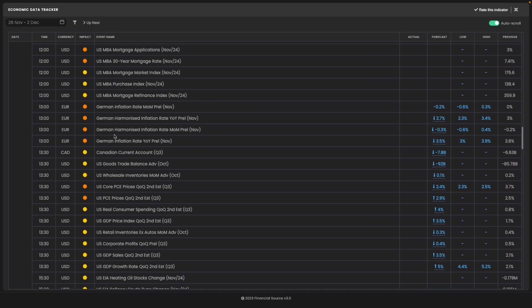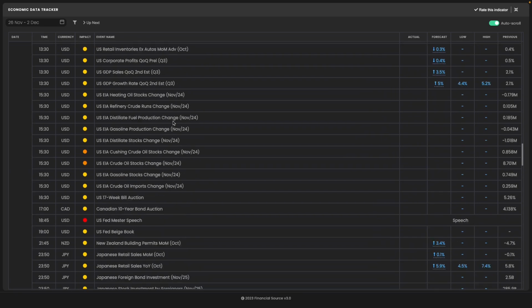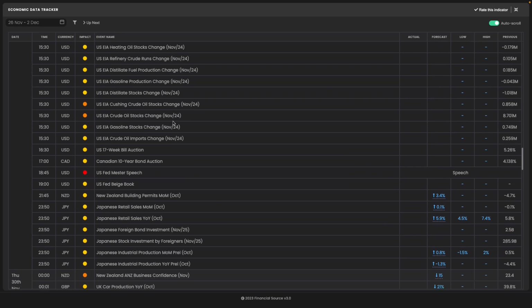Got some German inflation data. Preliminary data for Germany can be important. So obviously, if we start to see big surprises to the upside, look for euro gains. Big surprises to the downside, euro weakness. And Germany's data is very important for the eurozone as a whole.